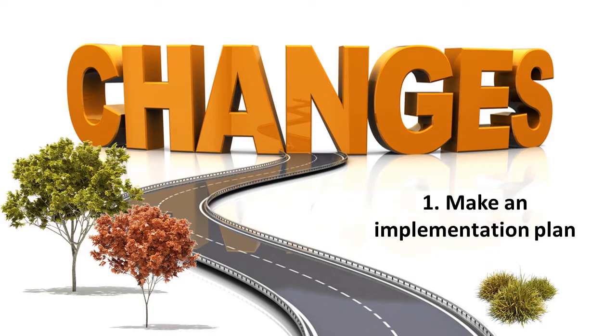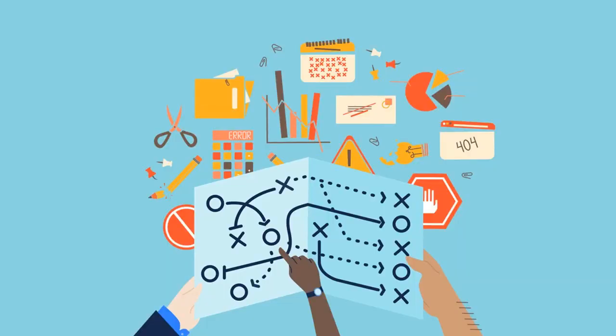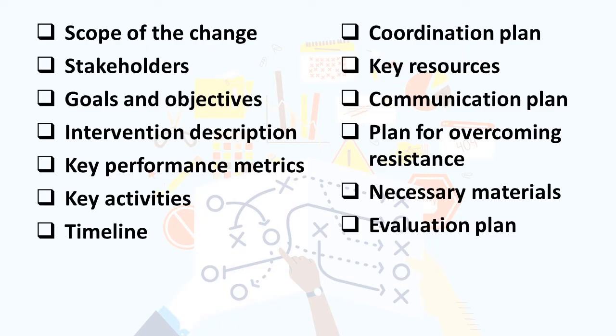Once we've picked an intervention, we need to make an implementation plan, or a roadmap to the changes we want to make. Consider outlining each of the following in your plan: scope of the change, stakeholders, goals and objectives of the change initiative, key performing metrics, key activities and the mode of delivery for each one, timeline of important activities and milestones, coordination of efforts, key resources, including where to find them and how to obtain them, communication plan, plan for overcoming resistance to change, necessary materials, and an evaluation plan.